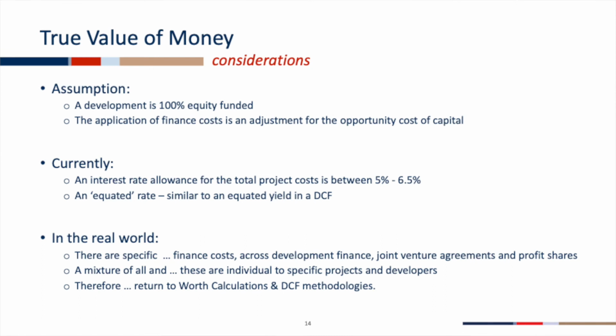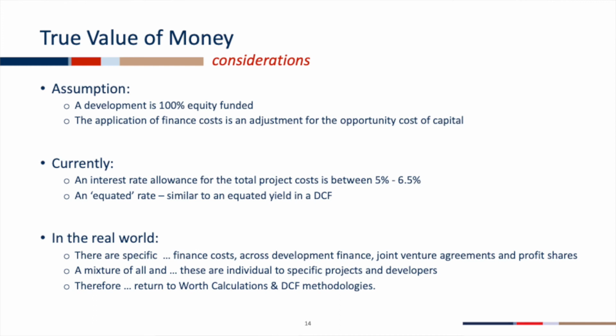The last element I'm going to talk about is the time value of money consideration within a project, within a residual appraisal. The assumption within the calculations is that a project is effectively 100% equity funded. This means that the application of finance costs effectively represents the opportunity cost of capital. Currently, we would expect to see within a residual appraisal an allowance for finance between 5 and 6.5%. This does depend on a number of elements, similar to the allowance for profit and for professional fees.